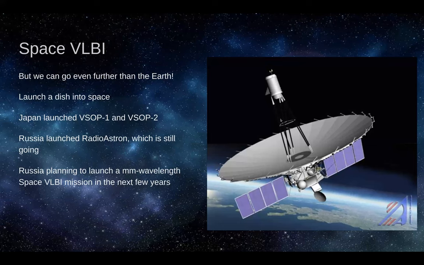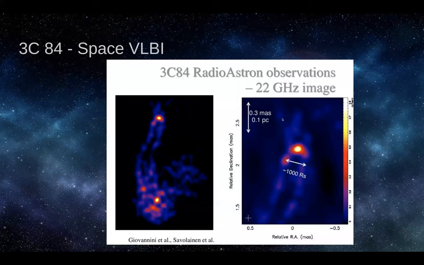So the Russians launched a dish into space maybe 10 or 15 years ago. Japan also did it maybe 20 years ago, long before I existed, and it's still going. And in fact, here is the 3C84 that I showed you at the start with the little movie. This is what the jet looks like using space VLBI at 22 gigahertz. This is one of the highest resolution images ever taken. It was published in Nature Astronomy a few years ago. Looking right down where the black hole is, this is only 1,000 Schwarzschild radii across. Probably a bit worse than that.